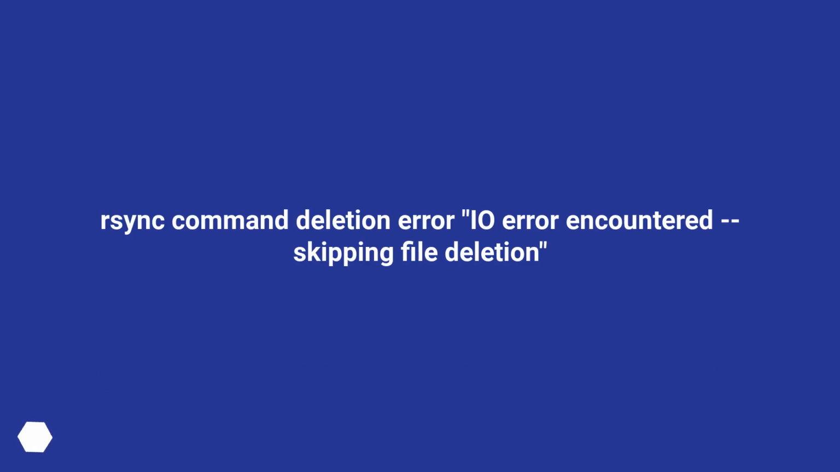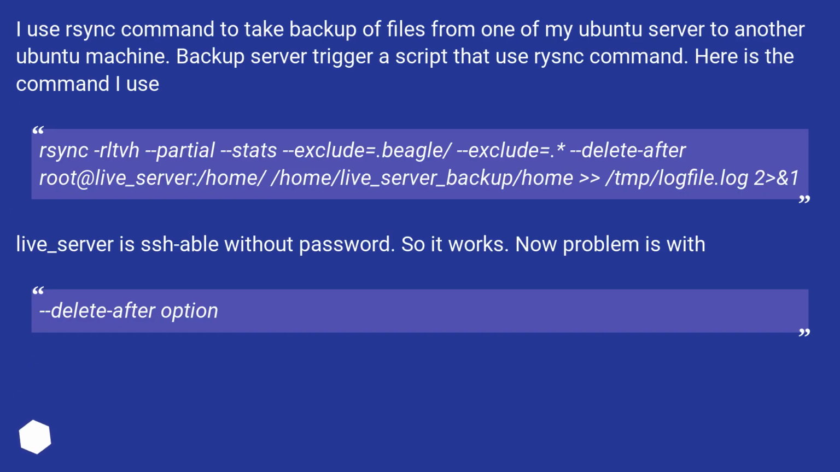rsync deletion error: IO error encountered, skipping file deletion. I use the rsync command to take a backup of files from one of my Ubuntu servers to another Ubuntu machine. The backup server triggers a script that uses the rsync command. Here is the command I use.